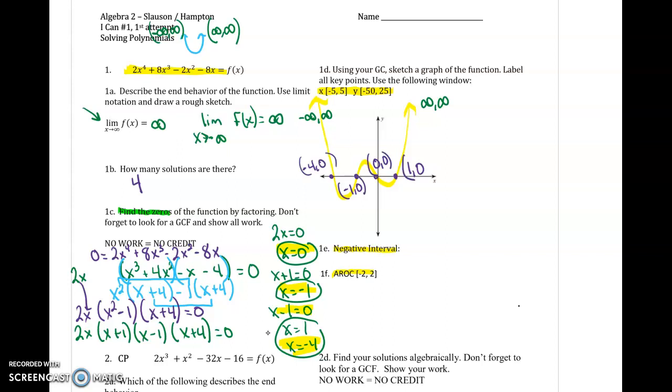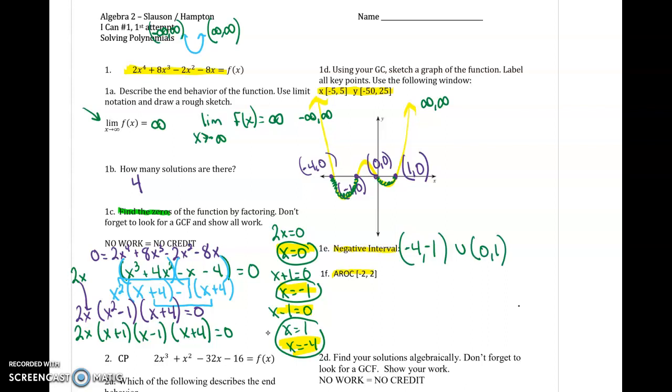And now I can find my negative intervals. So the opposite of negative is positive. And so this first stretch is one of my negative intervals, but then I have another stretch over here. So I'm going to write them both down. So -4 to -1 and 0 to 1.